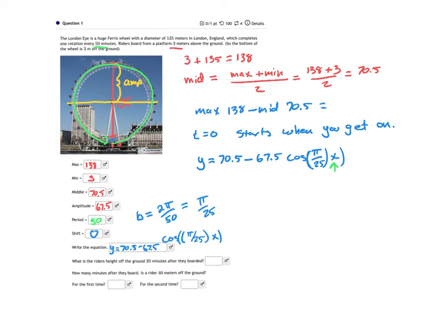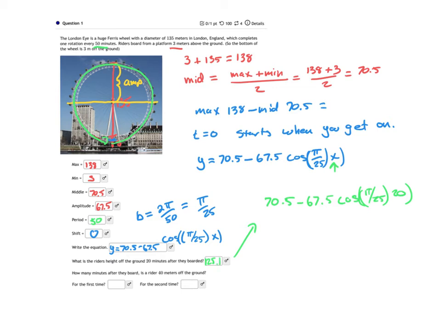So in my calculator, to do this question, I'm just going to go 70.5 minus 67.5 times the cosine of pi over 25 times 20, because it's 20 minutes. Put that all in your calculator, and when you do that, you should end up with 125.1 when you round it to the nearest tenth.